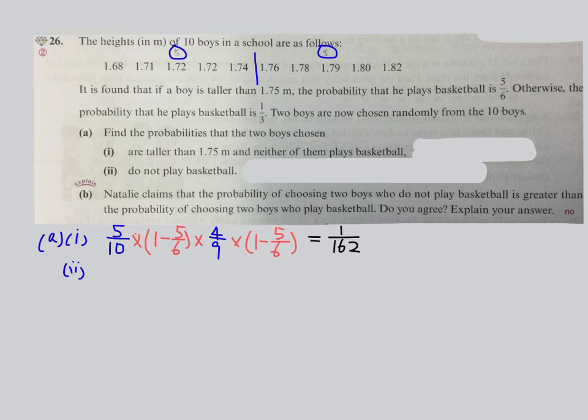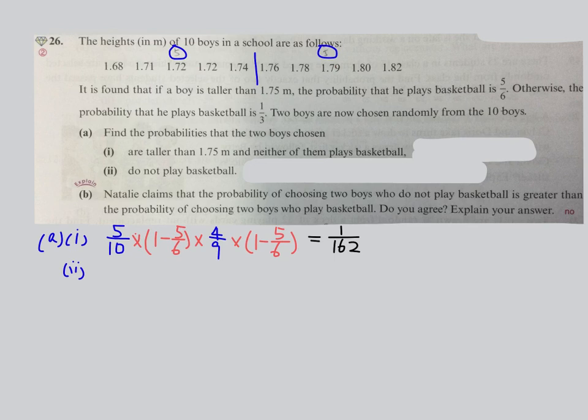Part 2, A2. Two boys do not play basketball. Be careful. Both of them do not play basketball, but they can be both here not playing basketball, or first here not playing, second here not playing, and first here not playing, second here not playing. The last two cases are the same value, so you can times 2.